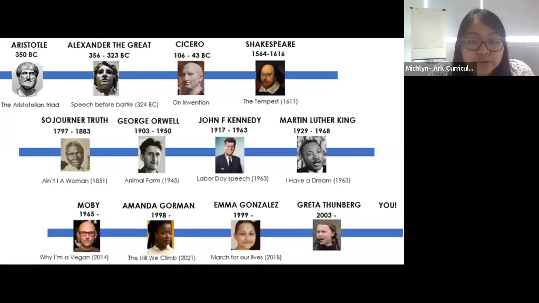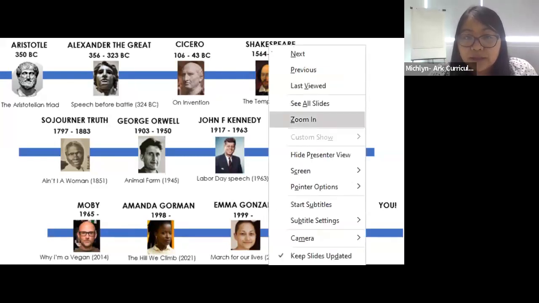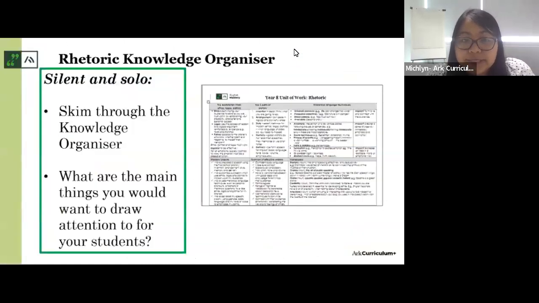But we have tried to make sure that we have a range of diverse speakers. We don't just want men, and especially not just white men. We want a range of women speakers and speakers of different genders perhaps. So lots of different speakers in there. We encourage schools and teachers to add any of their own, in terms of speeches that will really connect with the context of students at their school. So that's our timeline of speakers.